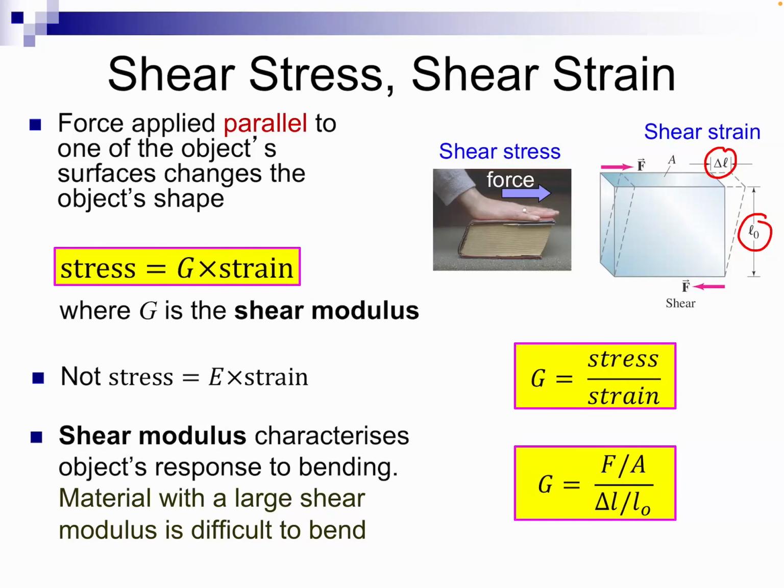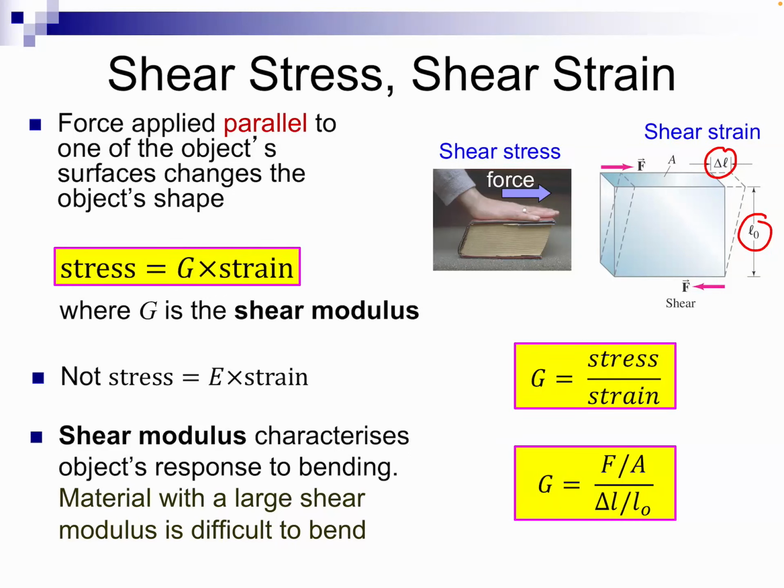And instead of using elastic modulus, we use the bulk modulus of the material, which is designated by B. So bulk modulus characterizes the object's response to uniform squeezing. The key word there is uniform, meaning the object is squeezed uniformly through all of its surfaces, so that you have a change in volume of the object.